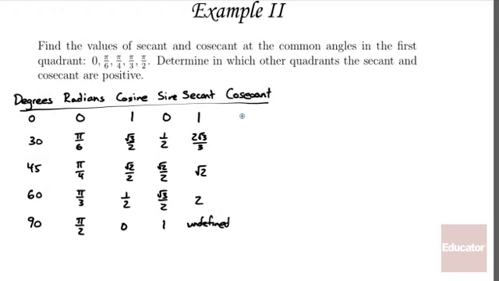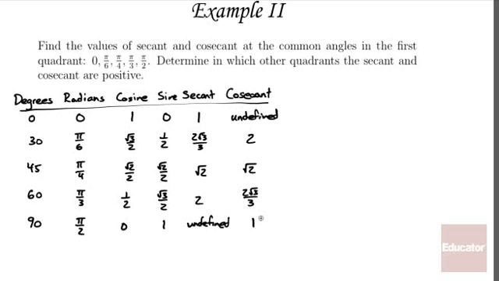The cosecant is 1 over the sine, while 1 over 0 is undefined. 1 over 1/2 is 2. Reciprocal of root 2 over 2 is 2 divided by root 2, which again is root 2. And then 2 divided by root 3 rationalizes into 2 root 3 over 3. And then 1 over 1 is just 1.